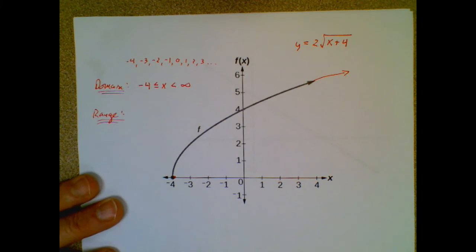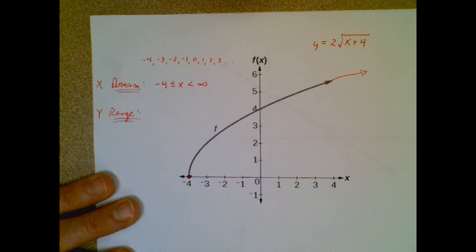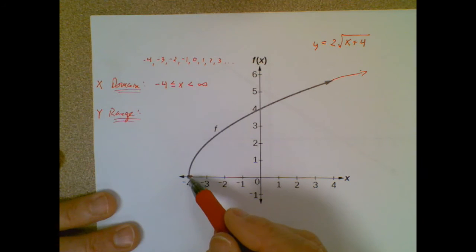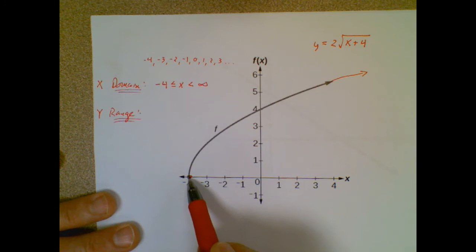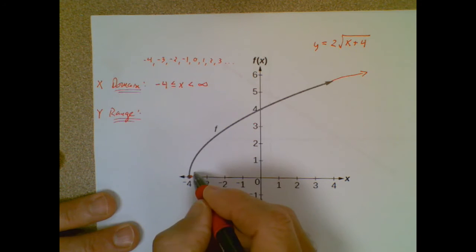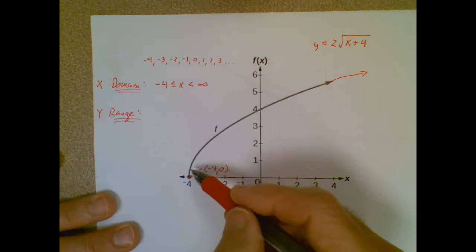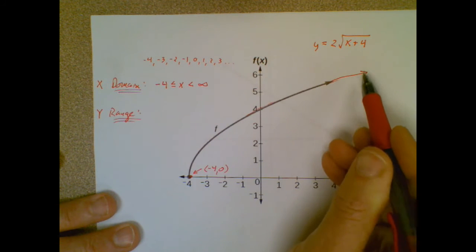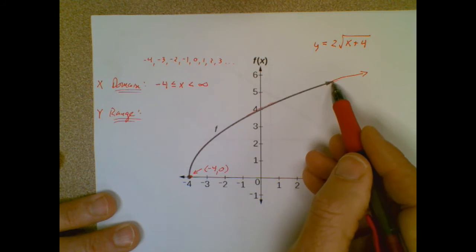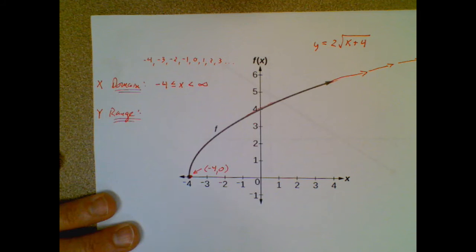Now we have to think about the range, and remember when we were thinking about the domain, it was x values that we cared about. When we're thinking about the range, it's y values that we care about. So as I look at this graph, I see that the lowest y value on this entire graph is a y value of 0, because that point right there is x equals -4, y equals 0. And the y values, as we travel along this graph, just continue to get larger and larger and larger. It's not going up very steeply over here, but it's still going upward, and it would continue to do that forever and ever and ever.